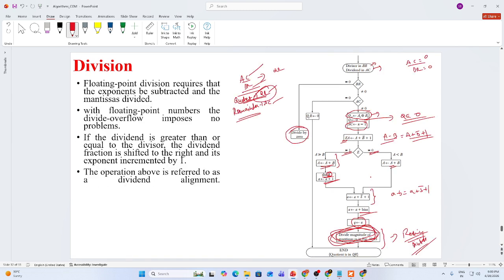Okay. So this is the division of floating point numbers.